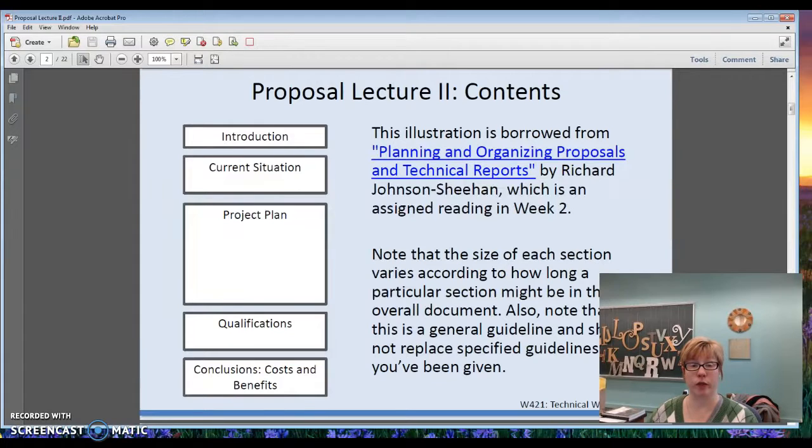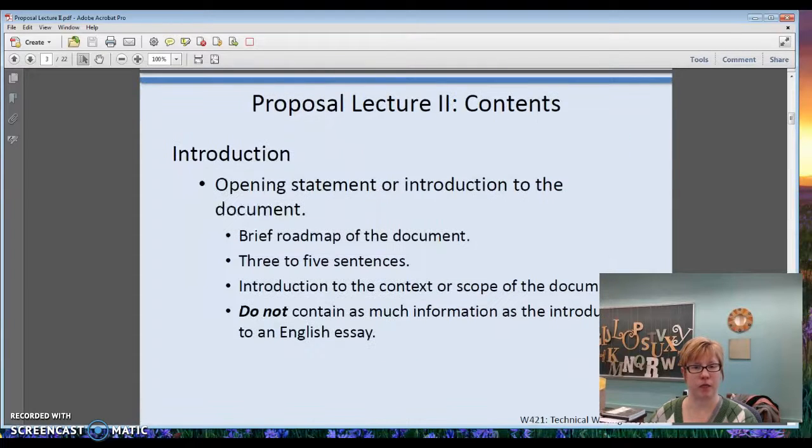Okay, this is just a quick reminder: in the last video, I posted this graphic from the Johnson-Sheehan text that you read for week 2, and it just shows the relative percentage size of each of the big sections. So the thing to remember here is that introduction is probably your shortest section and that your longest section is the project plan, but that your current situation is still substantive, and so make sure that you do a good job on that one.